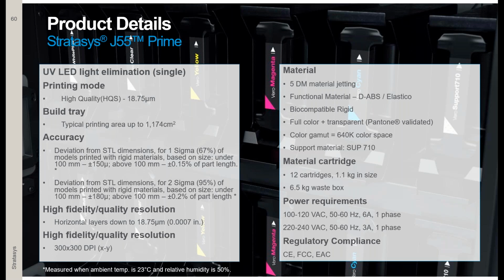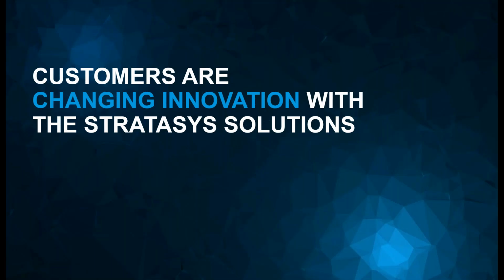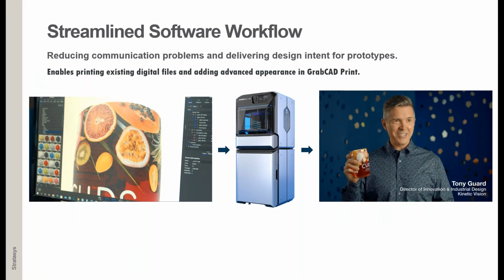Well, 5 digital materials go in with the J55, whereas with the J8 series, we have 7 model materials and the 8th is the support material. So there are exclusive materials, like biocompatible for medical applications. And well, let's look at what customer solutions are achieved today with the J55.